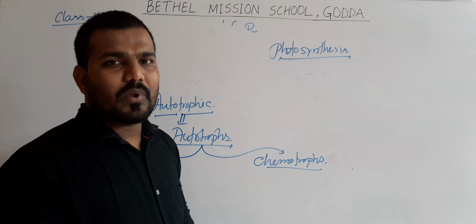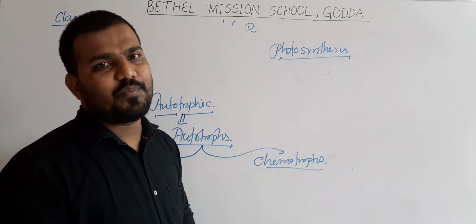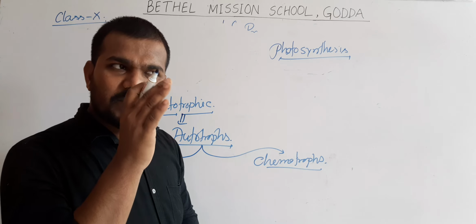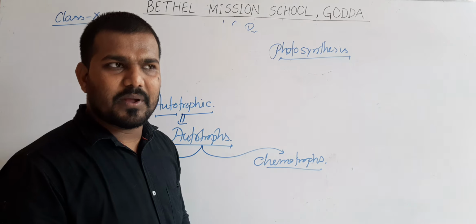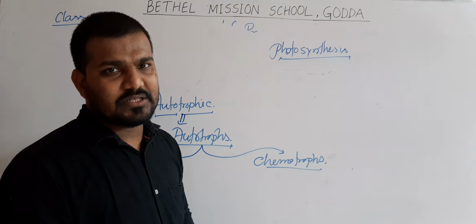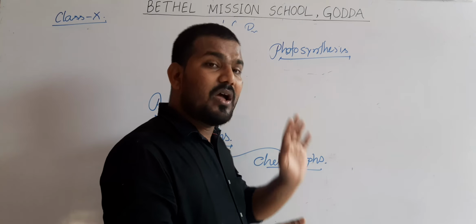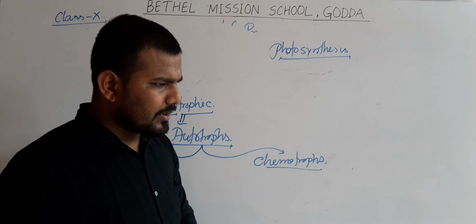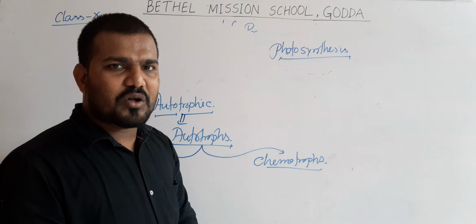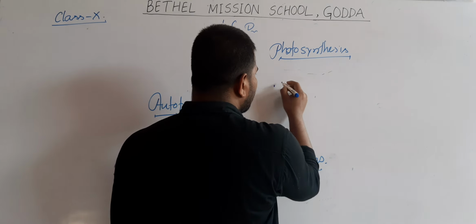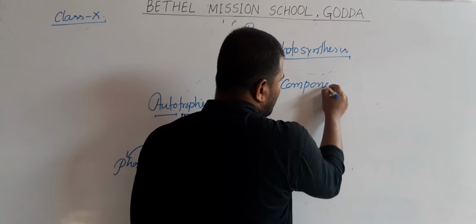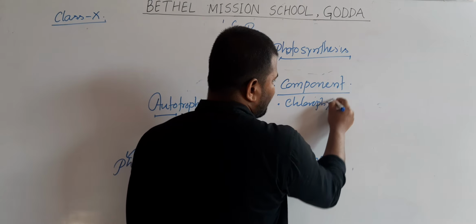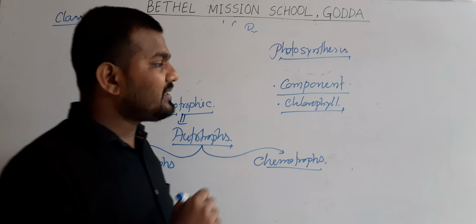The third one: which cell organelles help in photosynthesis? The photosynthetic cell organelles. We know that the green pigment-containing plastids are known as chloroplasts. So chloroplasts are the cell organelles which help in photosynthesis. Clear? Now next, the components which are required for photosynthesis. The first one is chlorophyll. The chloroplast contains the green pigment.